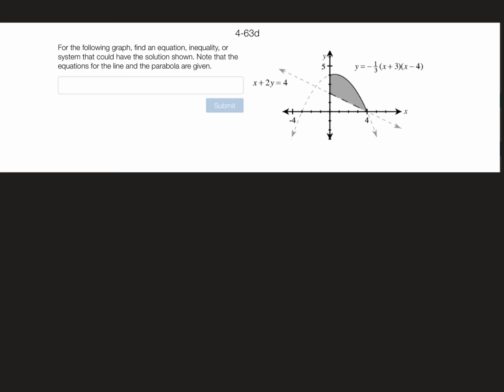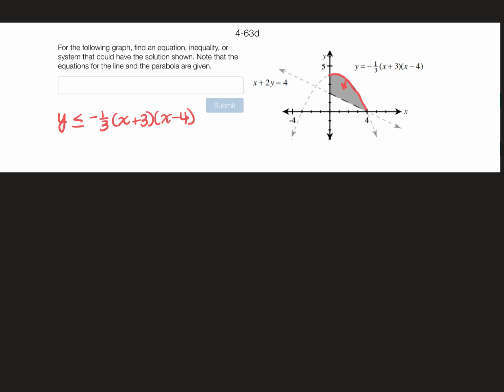Okay, finally, this one's a little tricky. So let's start with the things that we do know. The parabola has a solid boundary, and it's the things below the parabola. So we've done this a couple of times. It's going to be y is less than or equal to negative 1/3 x plus 3 times x minus 4.